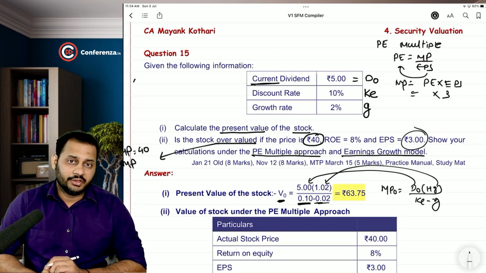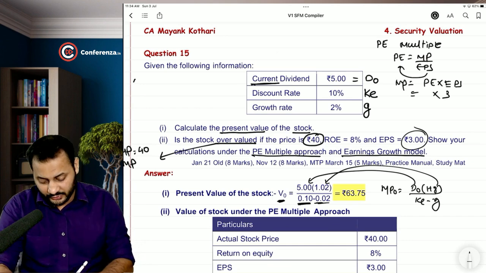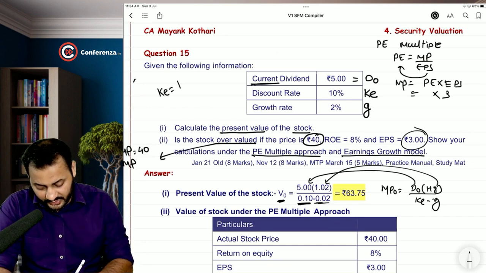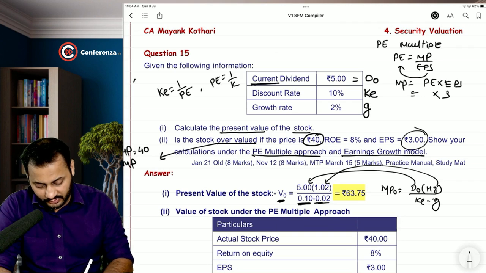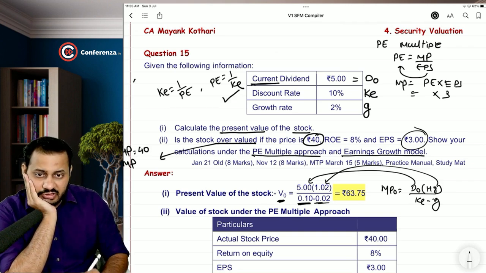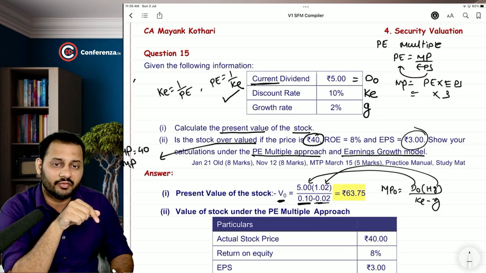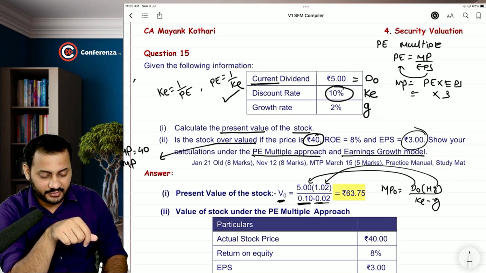Now there are two things. As a last resort, I told you in the previous lecture, you can use cost of equity as 1 by PE ratio, or we can say PE ratio as 1 by cost of equity. So if you want to use this method in order to calculate the PE ratio, you need cost of equity, and the cost of equity is 10%.